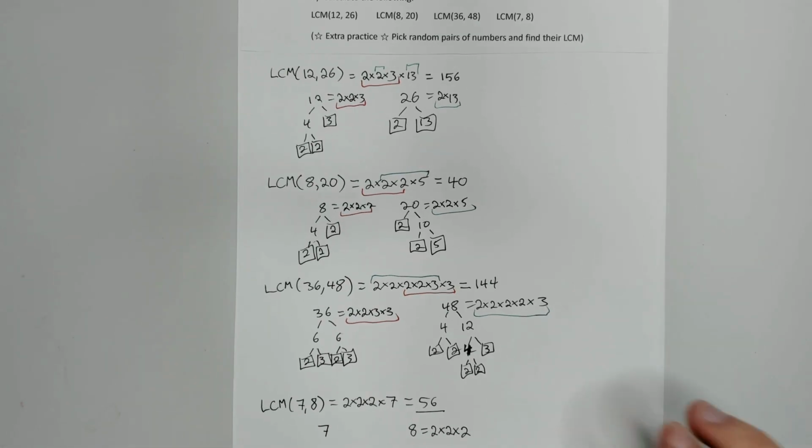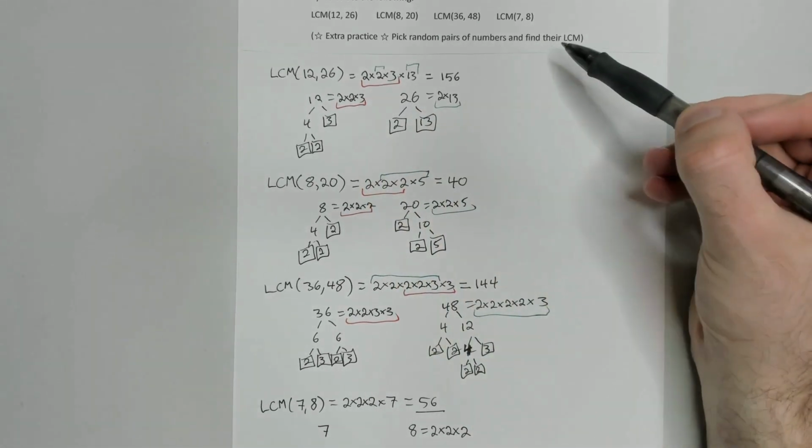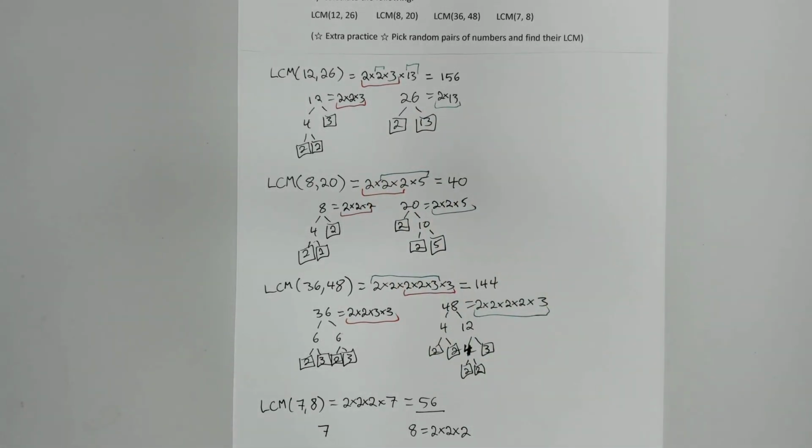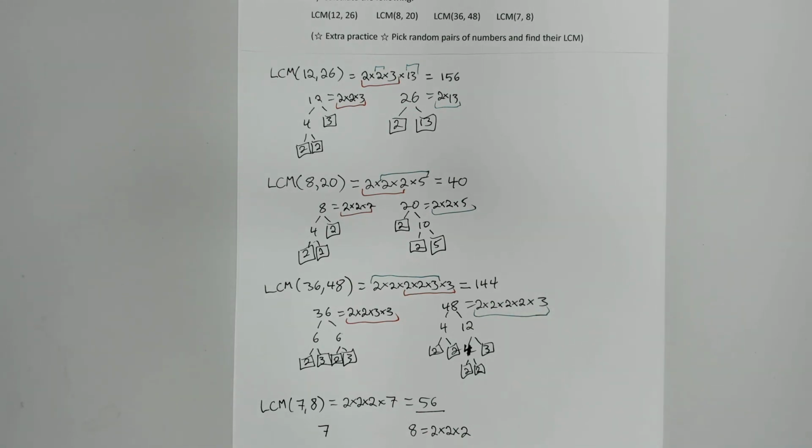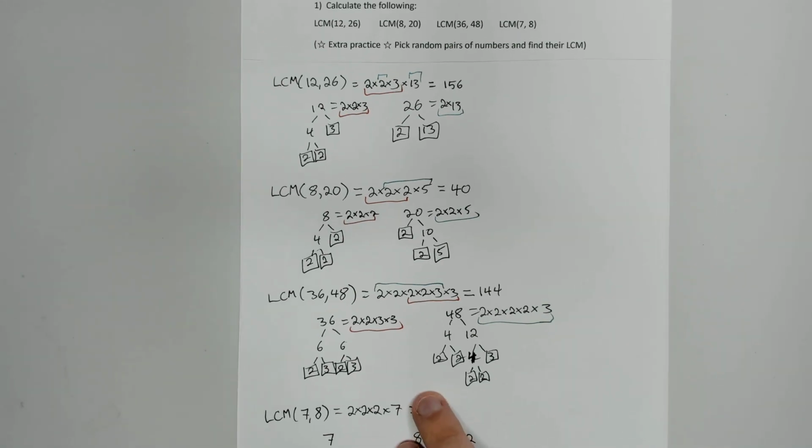And if you need any extra practice, just pick random pairs of numbers and find their lowest common multiple. You have no excuses to not get bonus practice here because you can think of any two numbers and you know how to find their lowest common multiple. So go ahead and do that. Let's go on to number 2.